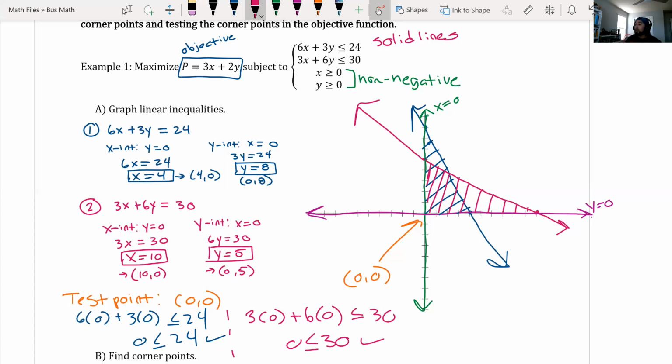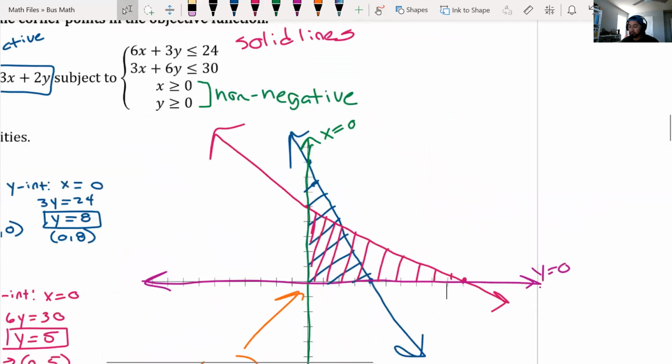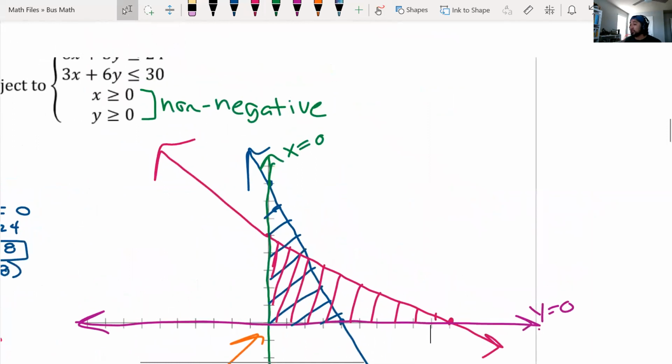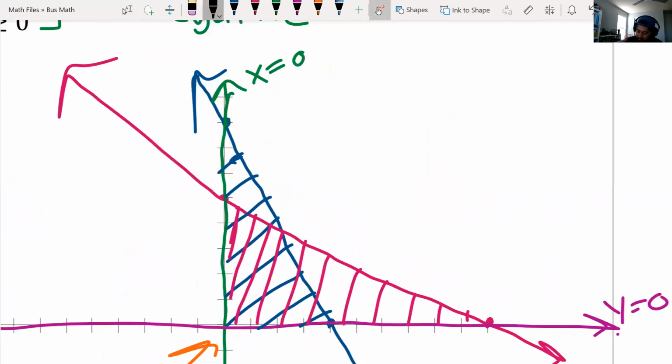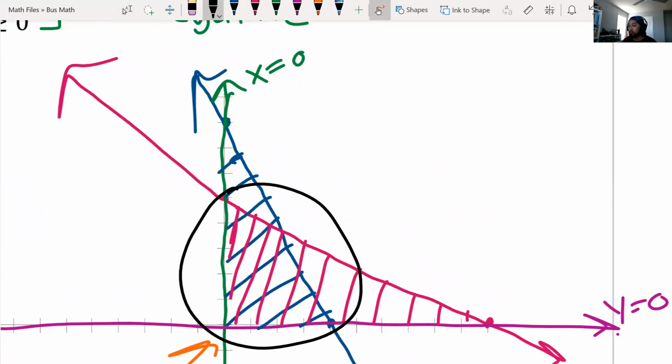Okay. So we have our shadings, and now what we want to do is find our feasible region. If we find our feasible region, then we can start listing off corner points. And remember, the feasible region is where our shadings will intersect. So if we look at this, our shadings intersect in this region right here. So right here is where my shadings intersect in this area. That's our feasible region.